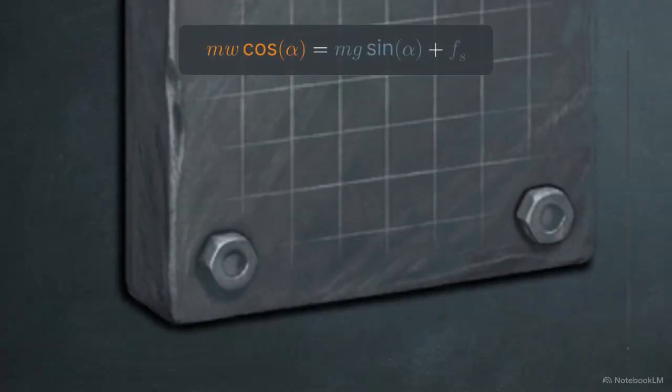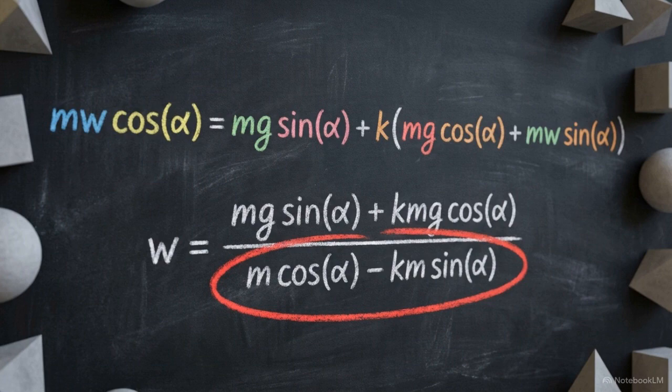Step 3. Balance the parallel forces. Upward forces must equal downward forces. Pushing up is our pseudo-force component, mw cosine alpha. Pulling down is gravity's component, mg sine alpha, plus static friction. We set them equal, cancel the mass, and isolate w to find our maximum acceleration formula.